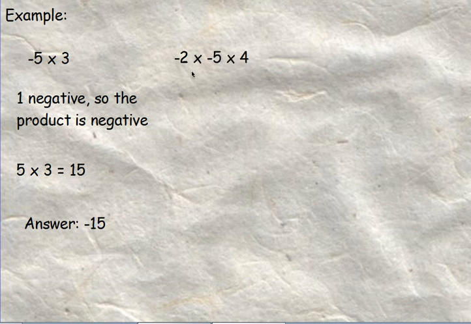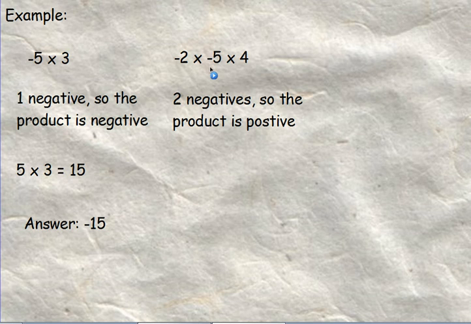Alright, let's see this one. Negative 2 times negative 5 times 4. So count your negative signs. We have 2. So since we have 2, we know it's going to be positive. We're then going to multiply like normal. 2 times 5 is 10. 10 times 4 is 40. So since I have 2 negative signs, I know my answer is going to be positive. So my answer is 40.